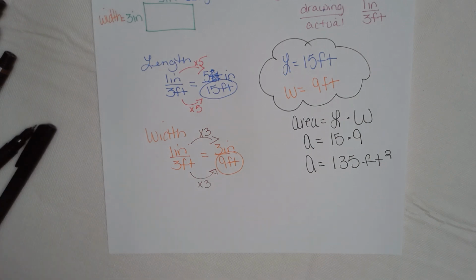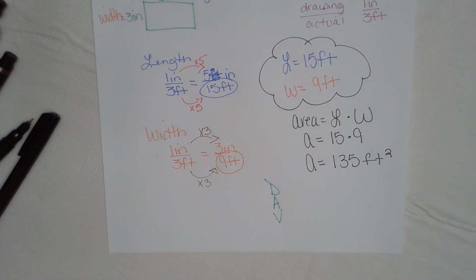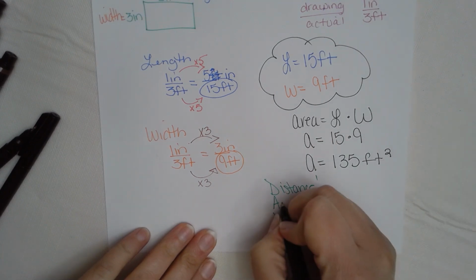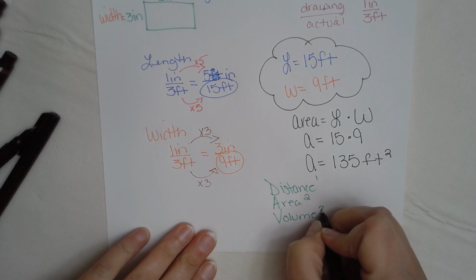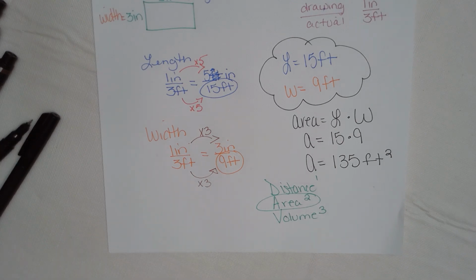The way that I remember this is Dave, or Dav, whichever. There's no E on there. So it's distance is to the first power, area is to the second power, and volume is to the third power. We are talking about area, so we are going to use it to the second power. So the actual area of this rectangular room is going to be 135 feet squared. All right, so we're going to go on to our next problem.